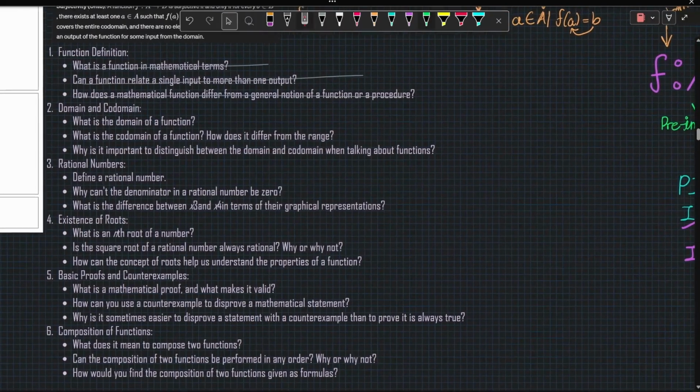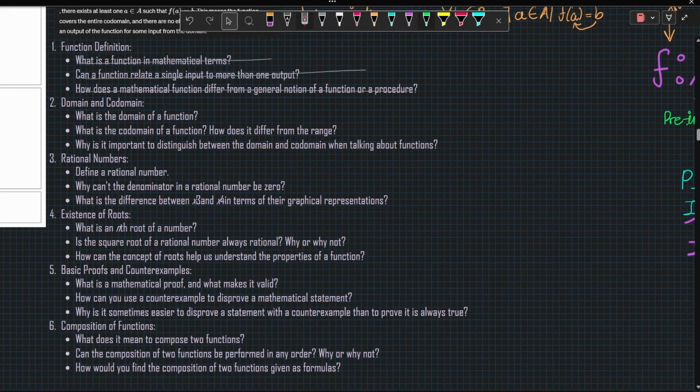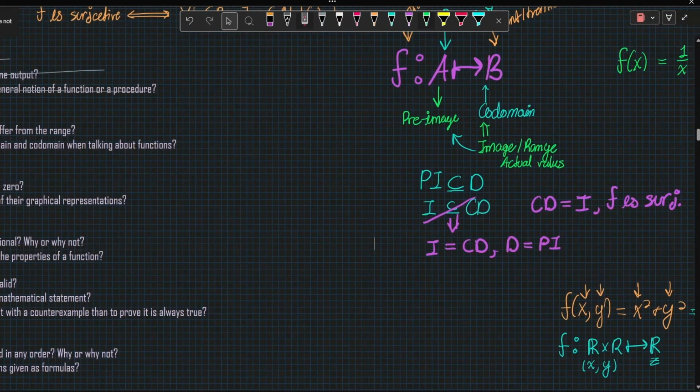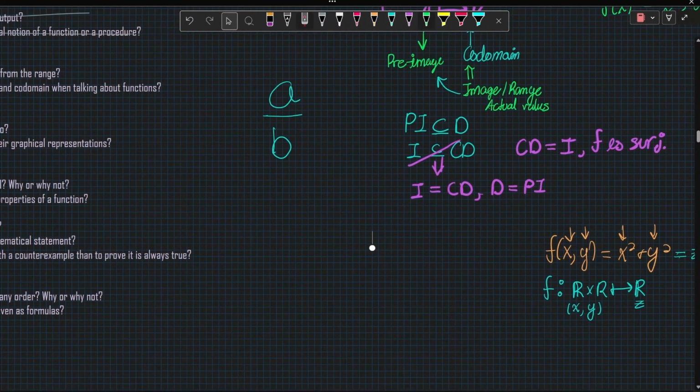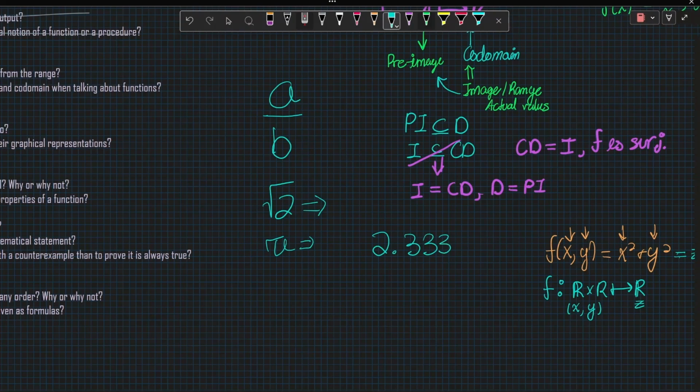We know that now. Codomain and domain, we know now. Rational numbers are any number that can be expressed as a quotient, so a over b, whereas irrational numbers cannot be. So for example, square root of 2 is a non-ending number. Pi is a non-ending number. But 0.33333 onward is a repeating number, and we can express this as 1 over 3, right? So this is rational, whereas these are irrational.